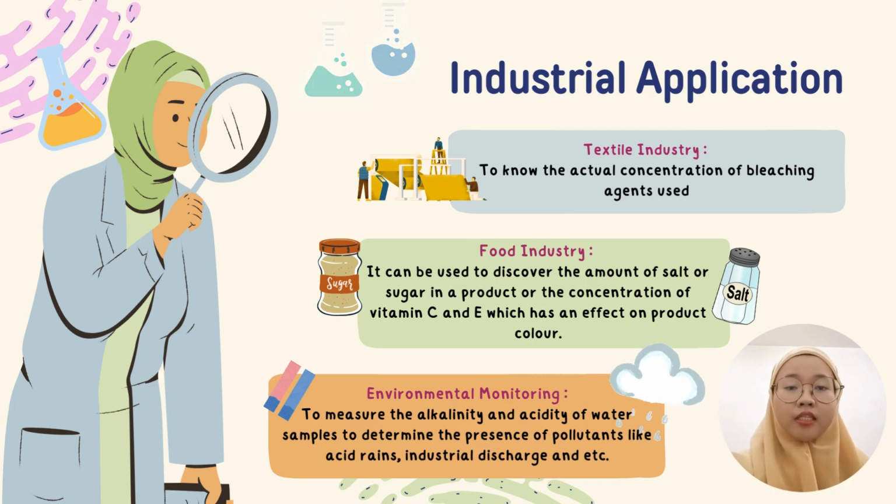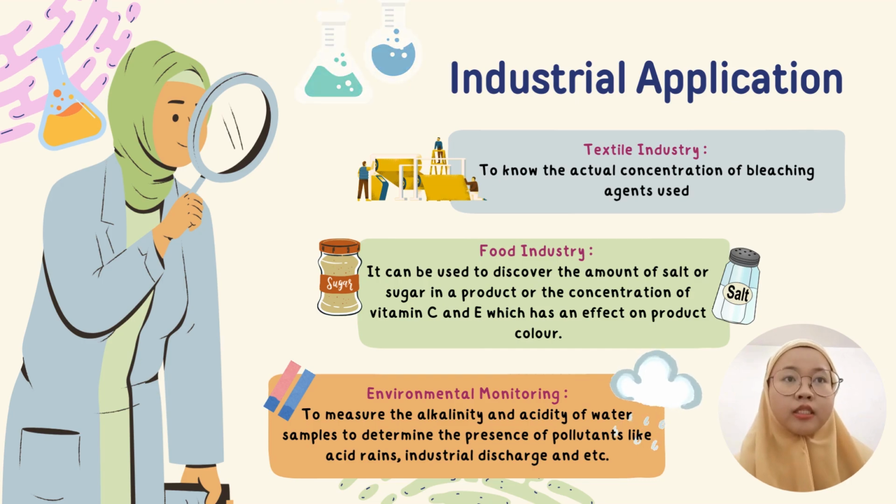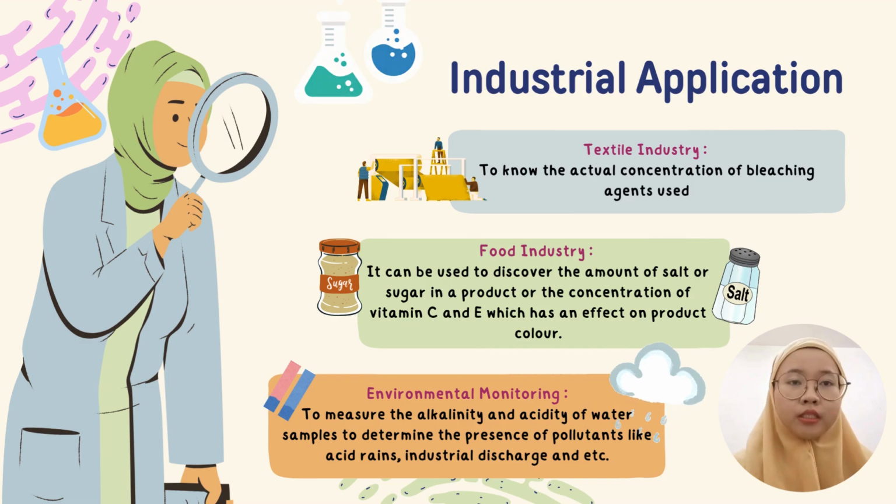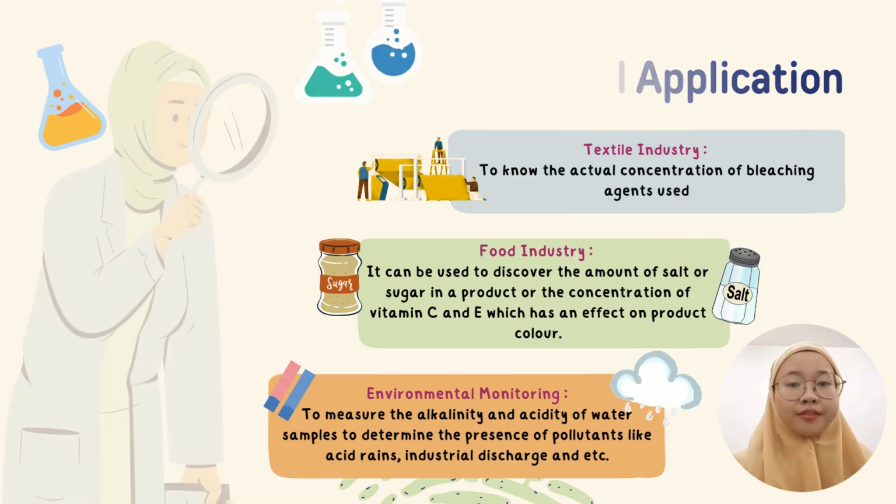The first one is textile industry. Volumetry analysis is used in textile industry to know the actual concentration of bleaching agents used. Next, volumetry analysis is used in food industry to discover the amount of salt or sugar in a product or the concentration of vitamin C and E, which has an effect on product color. And the last one is environmental monitoring. It is used to measure the alkalinity and acidity of water samples to determine the presence of pollutants like acid rains, industrial discharge, and so on.